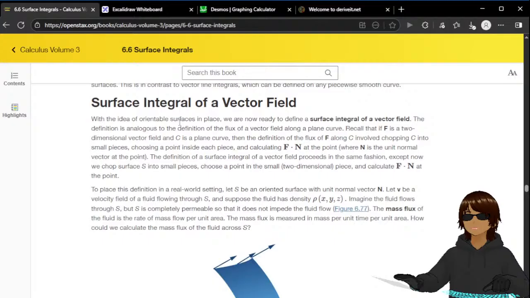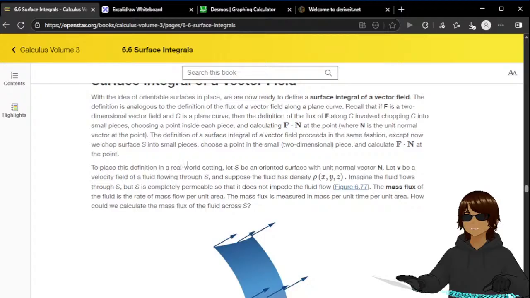With the idea of orientable surfaces in place, we are now ready to define a surface integral of a vector field. The definition is analogous to the definition of the flux of a vector field along a plane curve. Recall that if F is a two-dimensional vector field and C is a plane curve, the definition of flux of F along C involved chopping C into small pieces, choosing a point inside each piece, and calculating F dot n at the point. The definition of a surface integral of a vector field proceeds in the same fashion, except now we chop surface S into small pieces, choose a point in each small piece, and calculate F dot n at that point.